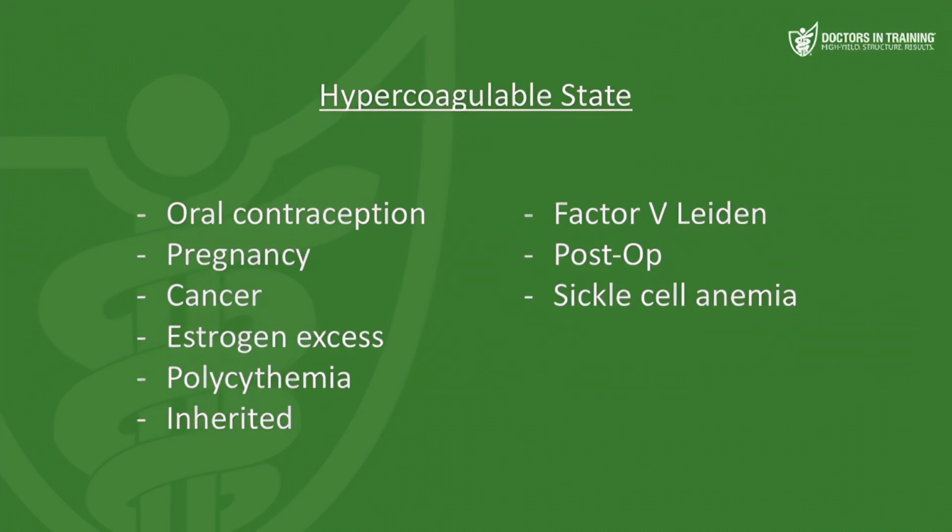Hypercoagulable states, you just need to think of women in pregnancy first, and then you have to think of a few other features. If someone's on oral contraceptives over 35, if they're pregnant, or if they have excess estrogens, those are all risk factors, along with the postoperative period. Think of a C-section. Other specific caveats are anyone with cancer, someone with a secondary disease called polycythemia, an inherited hypercoagulable state such as factor V Leiden, and then sickle cell anemia.